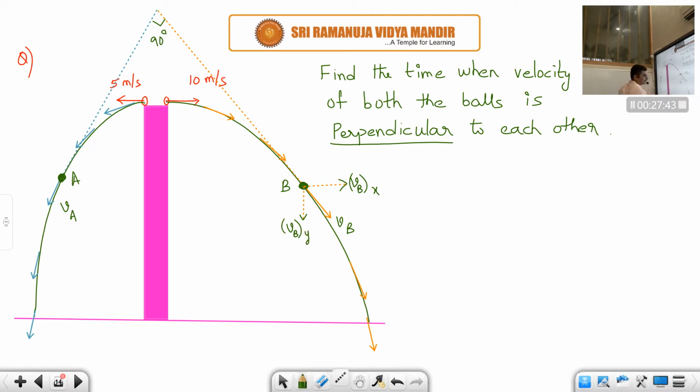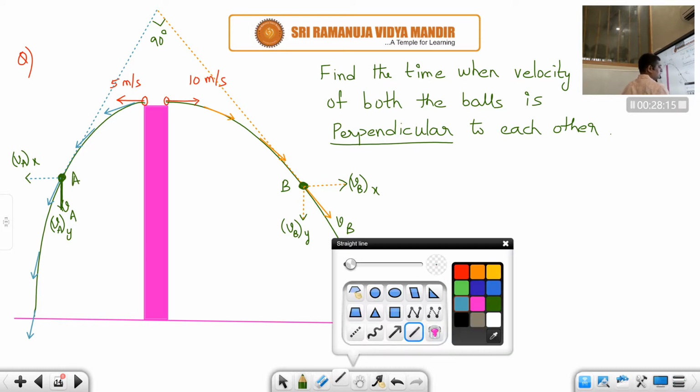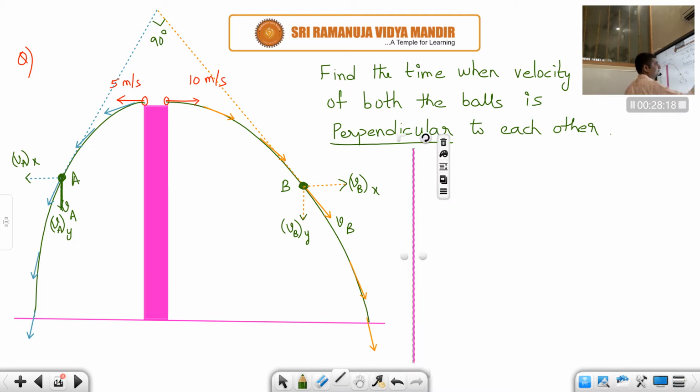Okay, students. Same way this one also we can draw like this. This is x direction, this is y direction. So this is called the velocity of A in x direction and this is the velocity of A in y direction. Now our aim is to write down the velocity of A and velocity of B and then take the dot product of those two vectors, which is equal to 0. I hope you understood. So that is what we have to do. Here let us take the first ball and the second ball. The first ball is the 10 meters per second one.